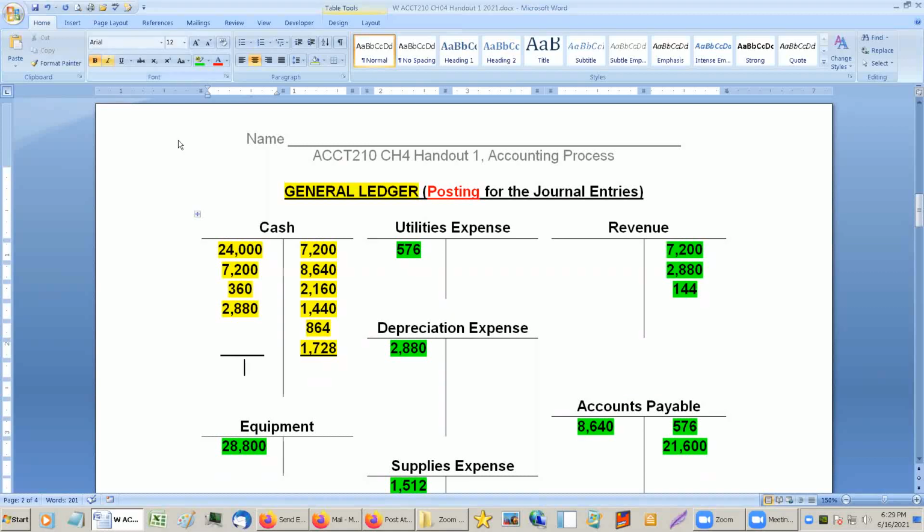So, I can give you the totals. Oh, okay. I already posted it all on the trial balance. Okay. I'm fast with computers. It's 34,440. Okay. And the credit side is 22,032.